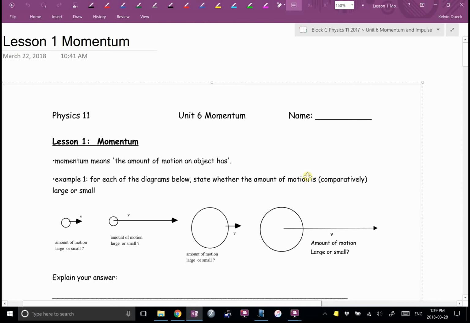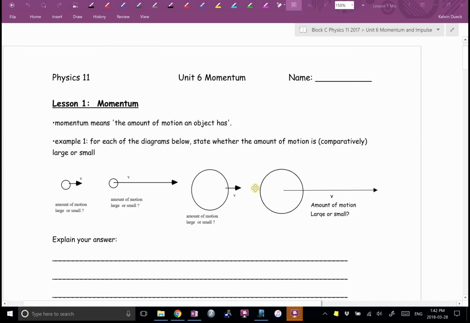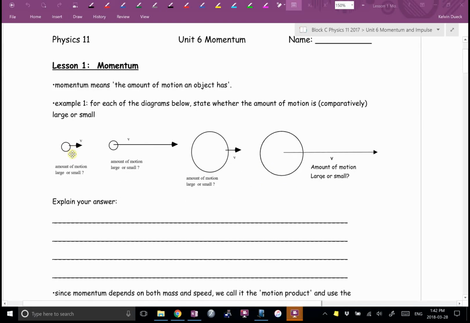Momentum means the amount of motion an object has. Put your pencils down, look up. Demonstration, but I think the amount of motion an object has is going to depend on two things: its mass and its velocity. So I've given you these little diagrams, the amount of motion, large or small. So you can imagine here, ping pong ball traveling slowly.